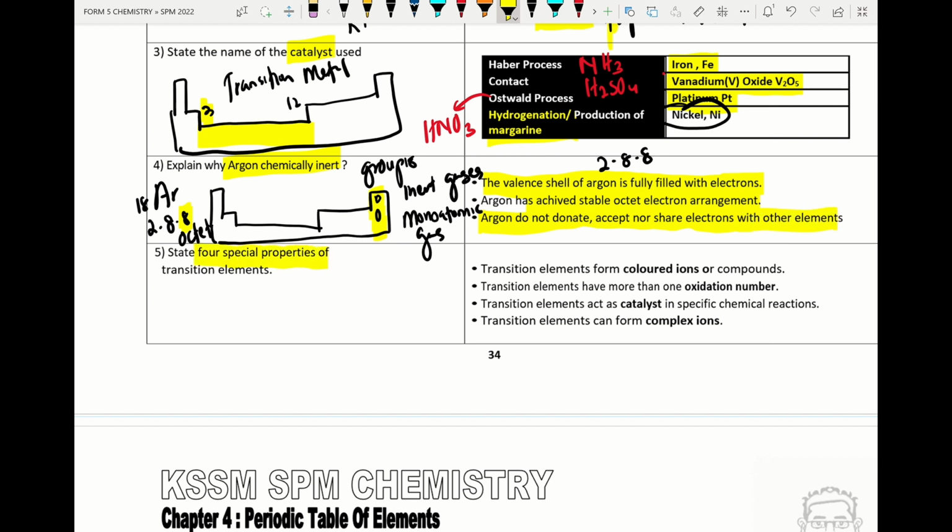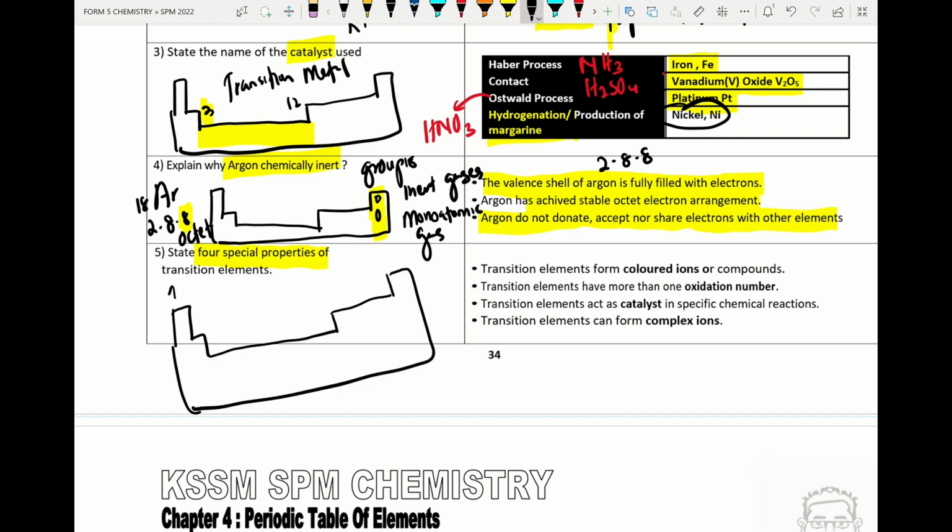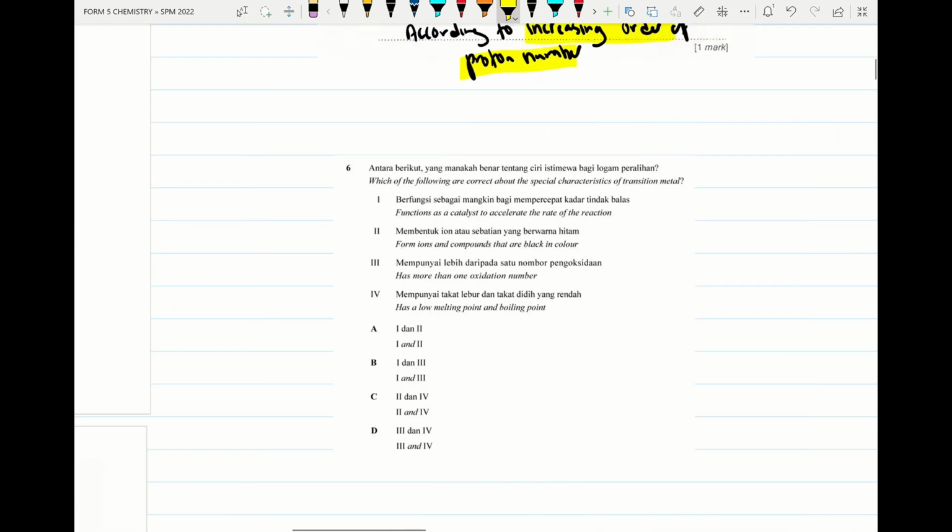Right. We move on to the next, number 5. 4 special characteristics of transition metals. So please remember transition metals, or transition elements, are located from group 3 until group 12. All these are known as transition elements. They have 4 special characteristics. They form colored ions or colored compounds. They show more than one oxidation number, or different oxidation numbers. They act as catalysts in specific chemical reactions, and also all transition elements form complex ions. Alright, so we try to check this question.